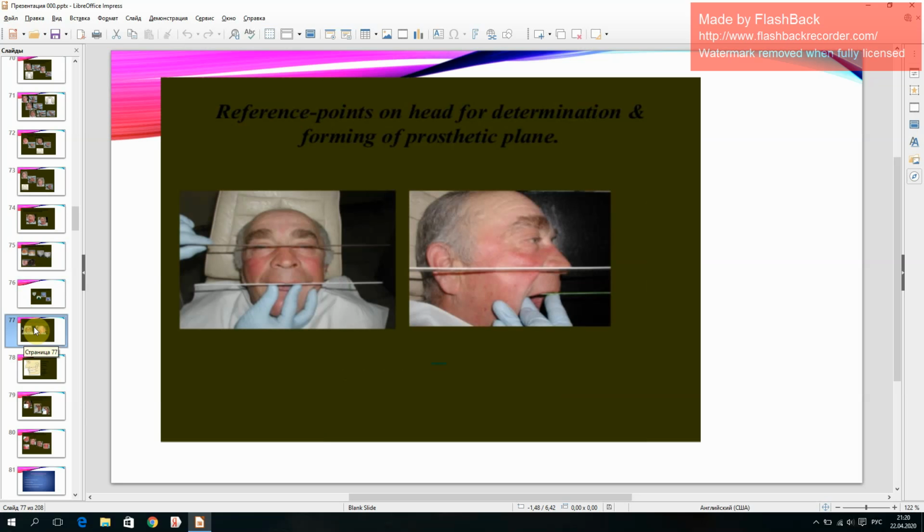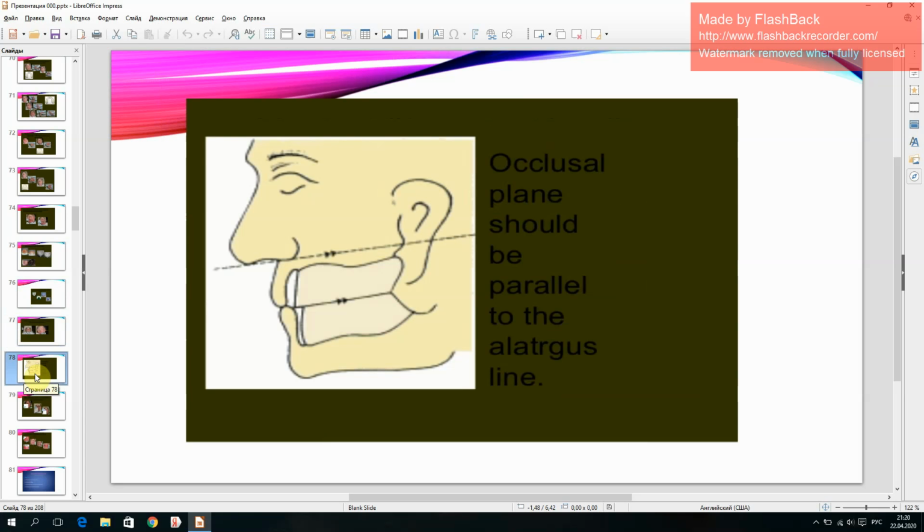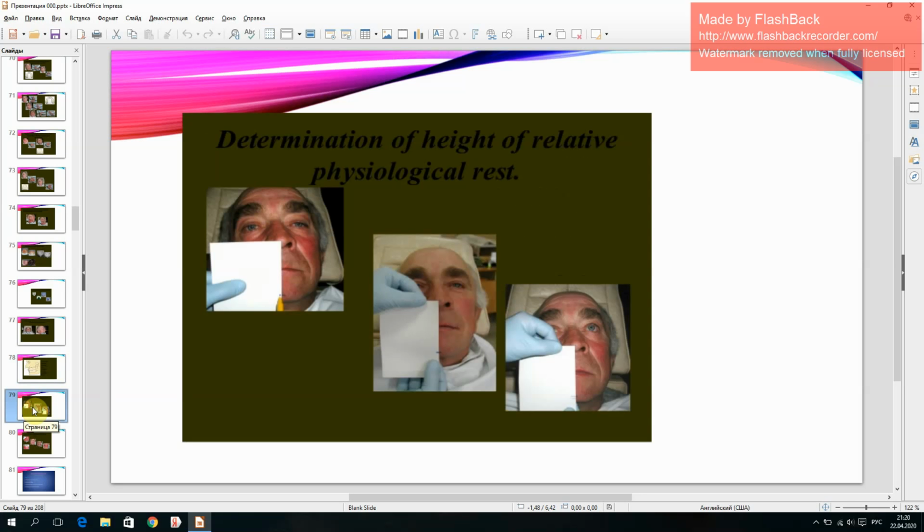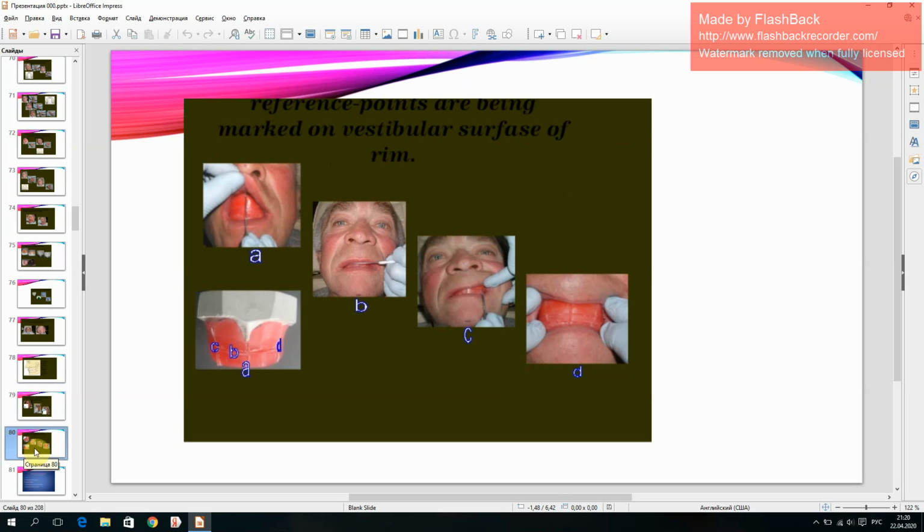Reference points on head for determination and forming of prosthetic plane. Occlusal plane should be parallel to the Camper's line. Determination of position of relative physiological rest. Reference points are being marked on vestibular surface of rim.